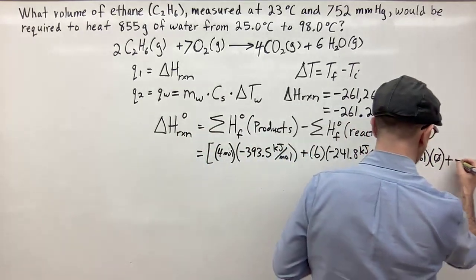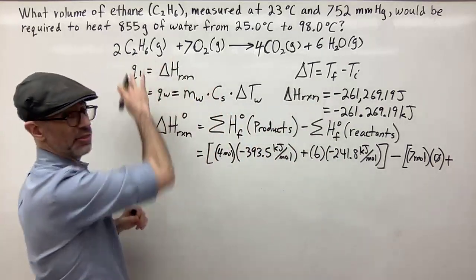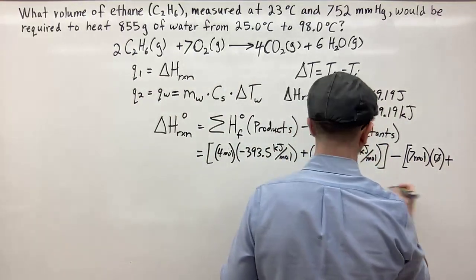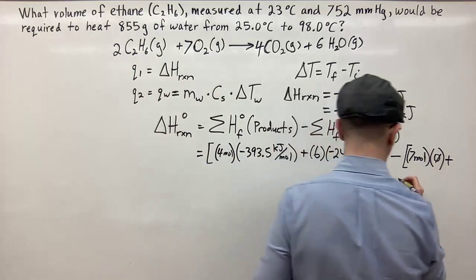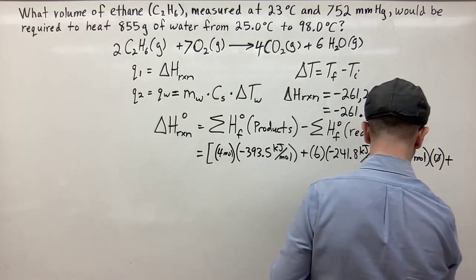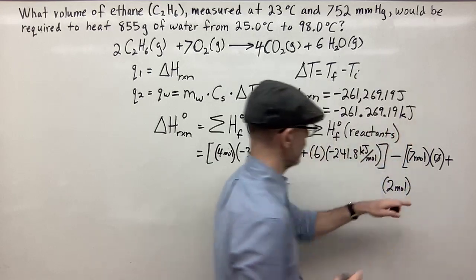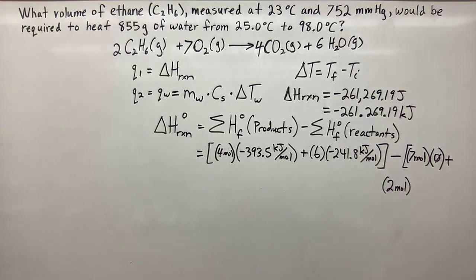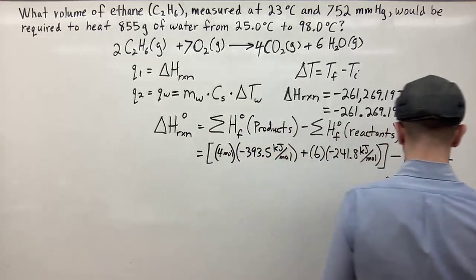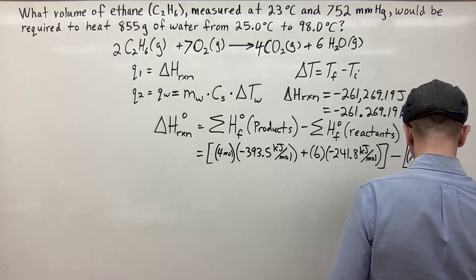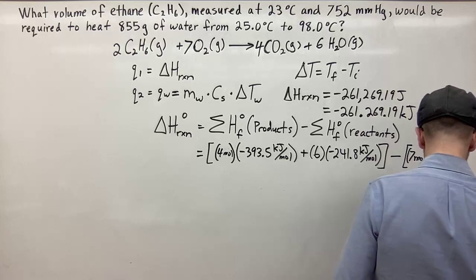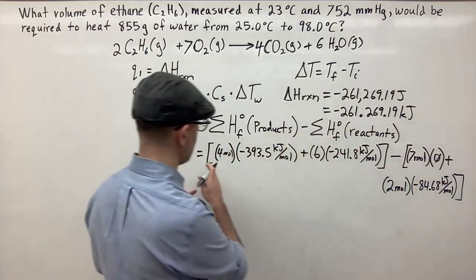And then we're going to add to that the ethane. I'm going to just keep it down here. So we're going to add to that the ethane. I have 2 moles of ethane, so it's going to be 2 moles of ethane multiplied by the heat of formation of ethane, which is negative 84.68 kilojoules per mole. Okay, so now I've got my equation.